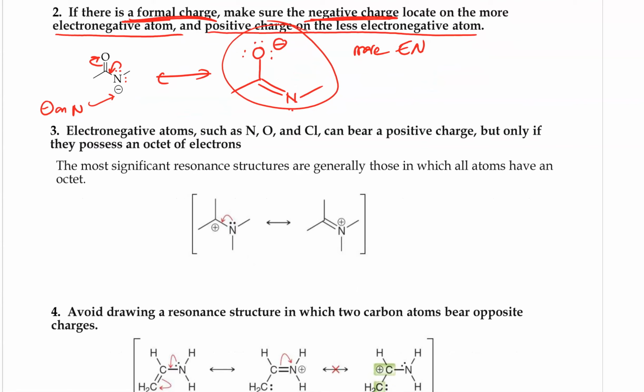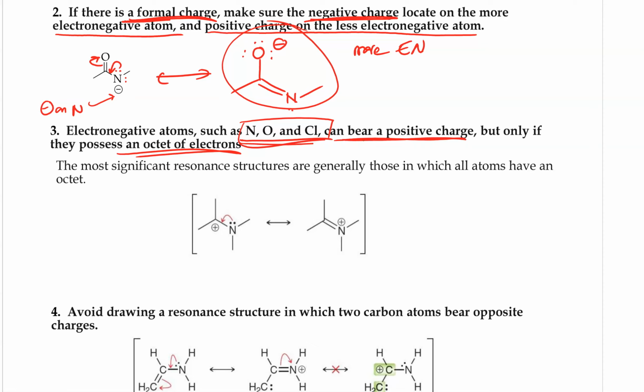And now rule number 3: electronegative atoms such as nitrogen, oxygen, and chlorine can bear a positive charge, but only if they possess an octet of electrons. Although these elements do not want to become positive because they are electronegative, they can actually exist in resonance structures where they're positive. They won't be very stable compared to all the resonance structures where this atom is neutral.